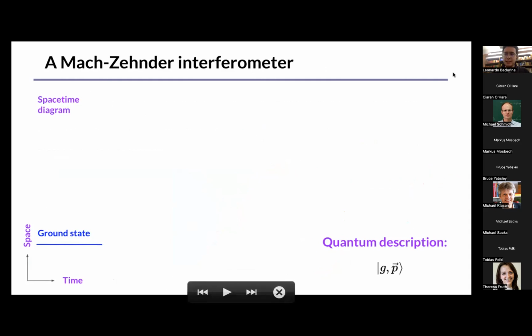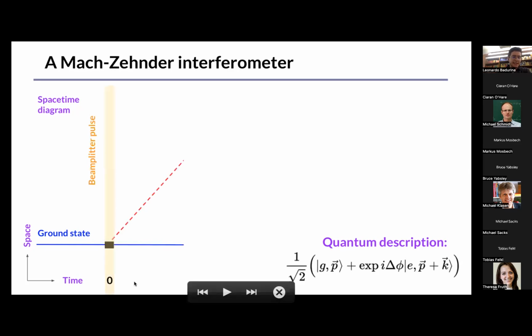Having laid out the important concepts concerning atom-light interactions, let me give you a pictorial description of how a Mach-Zehnder type atom interferometer would work. It is a pictorial description because I will be showing you a space-time diagram for this very sequence. We can think of the y-axis here as space, and the x-axis as time. We start off with an atom in the ground state, which has a quantum description given by this ground state with some linear momentum p.